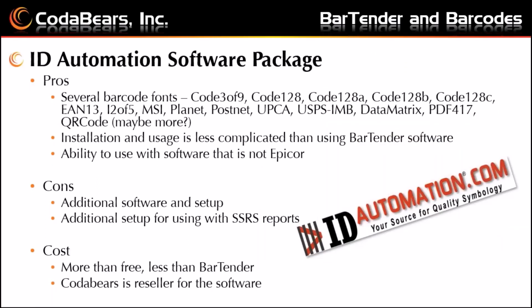So the pros, cons, and costs about ID automation software. So the pros are that there's several barcode fonts. Here I list a bunch of them, and I think there's even more than what I list here. Code 3 of 9, 128, A, B, and C, QR code, PDF 417. Those are a lot of them that a lot of companies use. Installation and usage is less complicated than using BarTender software, so that's a pro.